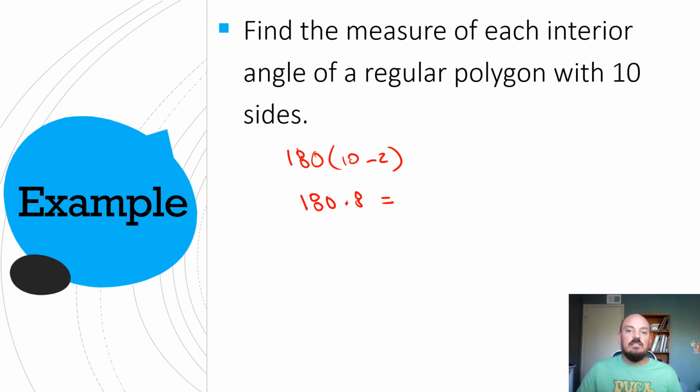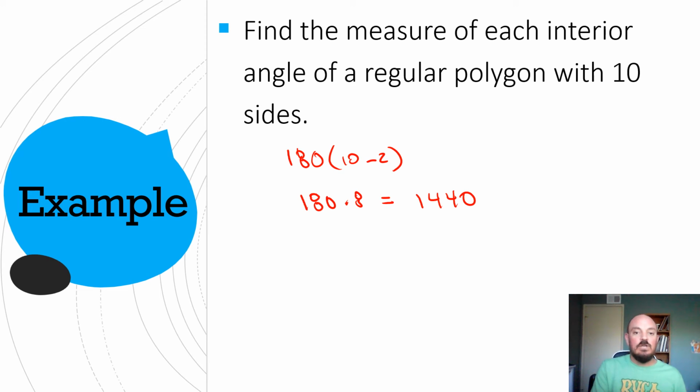And 180 times 8 would be, let's see, 800 plus 640 would be 1440. All right, so the total is 1440. Now, a polygon that has 10 sides also has 10 angles. And here's the key. Because it's a regular polygon, they're all exactly the same.